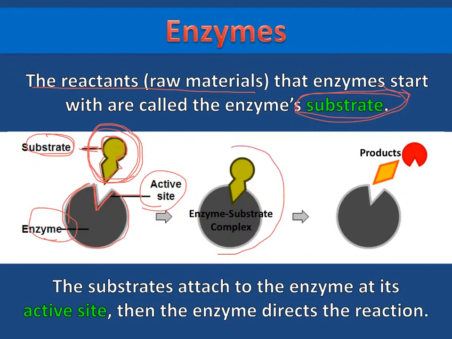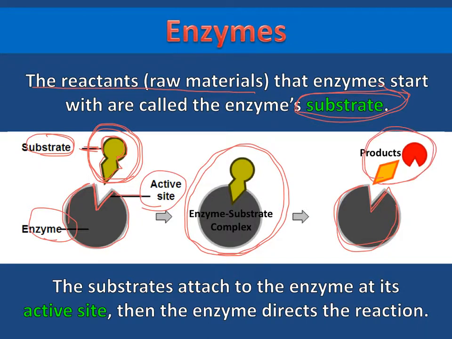When the substrate actually binds to the enzyme's active site, that's called the enzyme substrate complex. So you need to go and label that for the second blob that's right after the first arrow. And then after the last arrow, again, go ahead and label your enzyme, which is your Pac-Man. And then show me that these are your products. So the substrate's attached to the enzyme at its active site, and then the enzyme goes and directs that reaction.